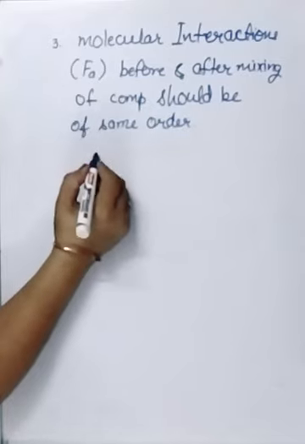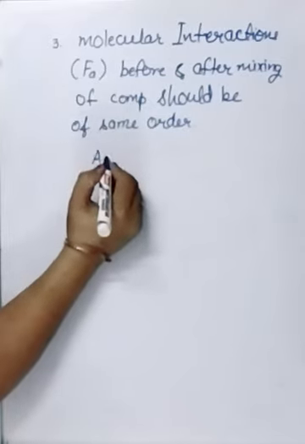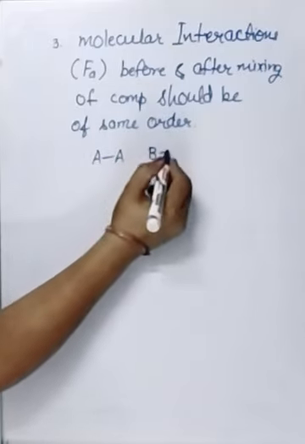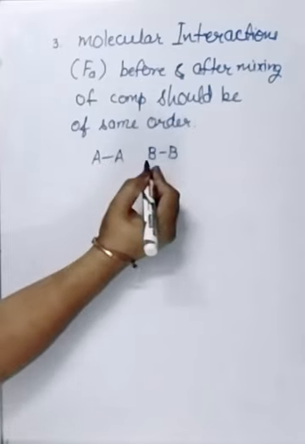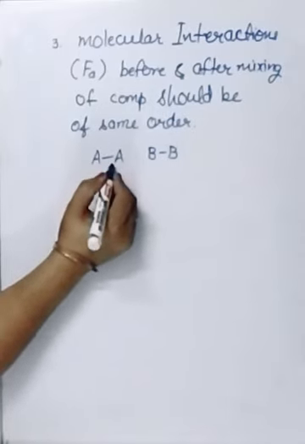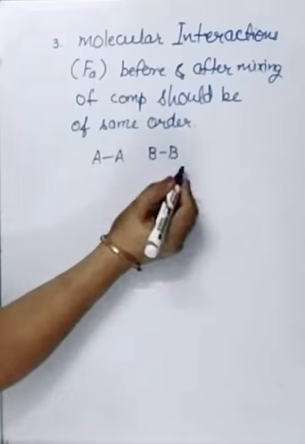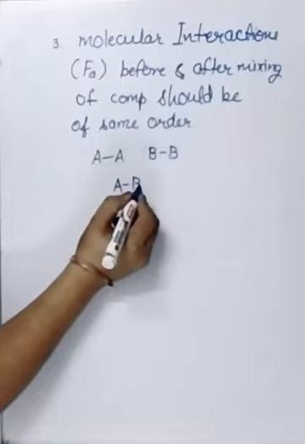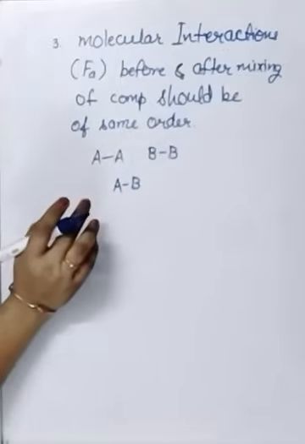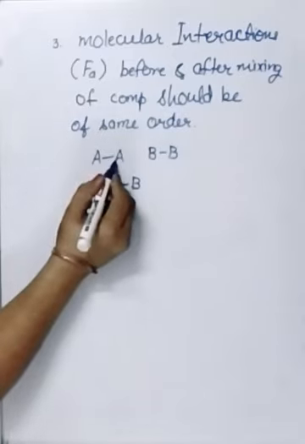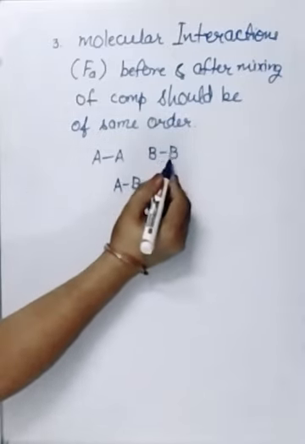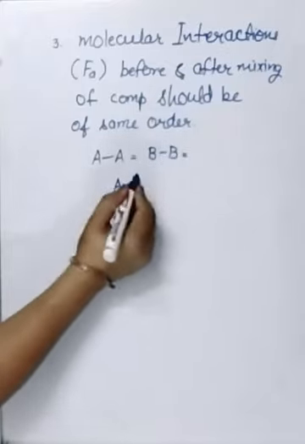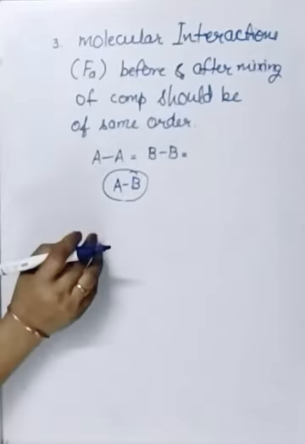That means suppose there is a component A, whatever force of attraction is there between A and A, and B and B, that must be of the same order. First of all, the force of attraction between A particles and between B particles should be of the same order. And the new forces formed, A and B, should also be of the same order.